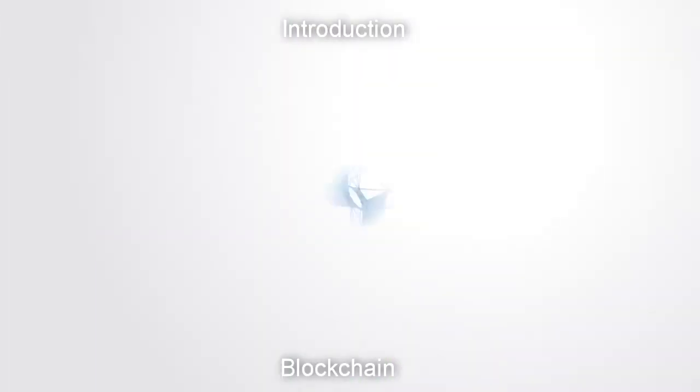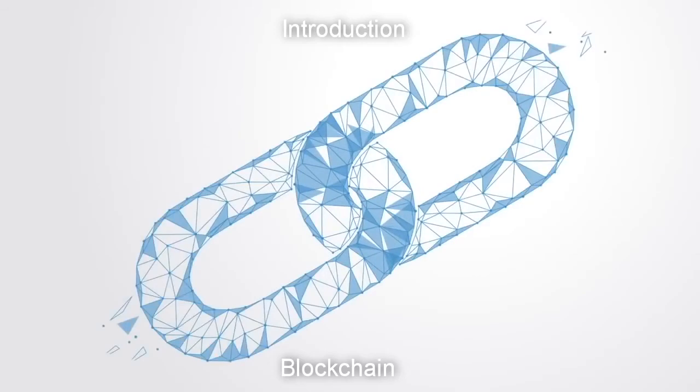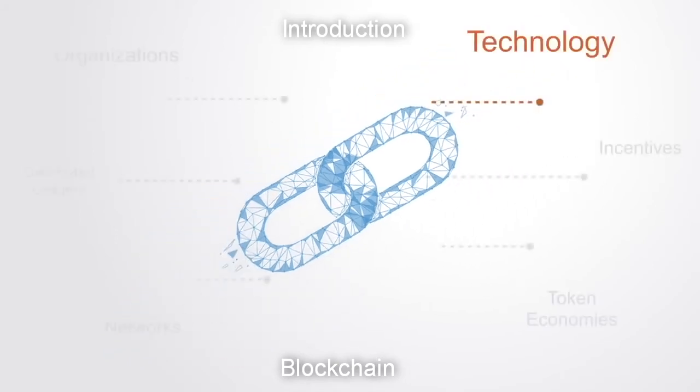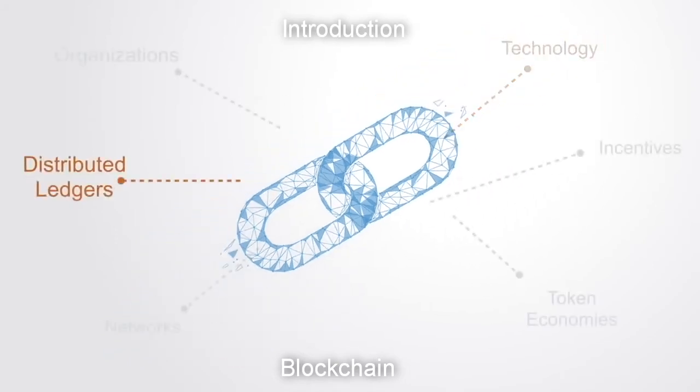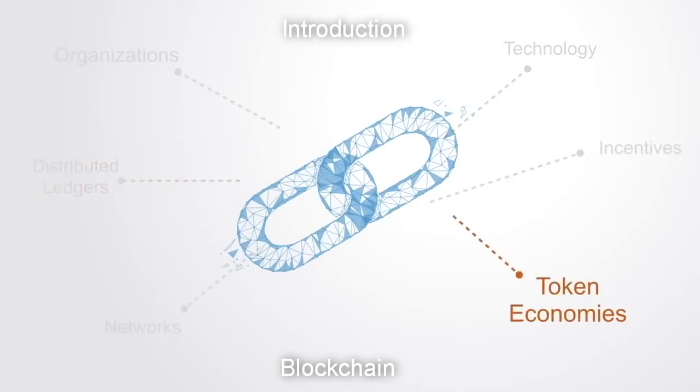In this video, we're going to give a high-level overview looking at the primary dimensions of this technology that we call the blockchain. We'll first talk about the underlying technology, then the distributed ledgers that this technology supports, then the token economies that can be built on top of that ledger system. We'll only touch upon these topics here to get an overview before going into them in more detail in future videos.